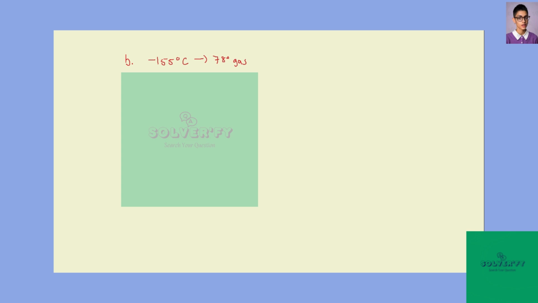So let's talk about the steps we're going to need to do. Negative 155 degrees Celsius is below the melting point. So the first thing we're going to have to do is warm it up, increase the temperature up to the melting point of negative 114 degrees Celsius. In step 2, we will melt it. We'll convert it from a solid to a liquid. In step 3, we're going to warm it from the melting point, the negative 114 degrees Celsius, up to the boiling point of 78 degrees Celsius. And in step 4, we're going to vaporize it and change it from a liquid to a gas.